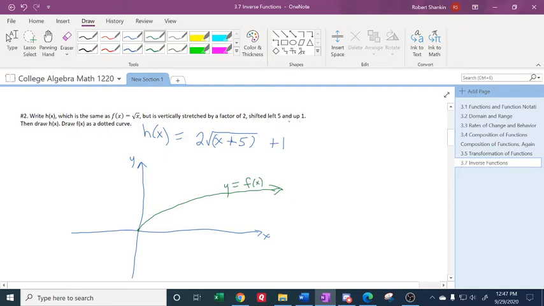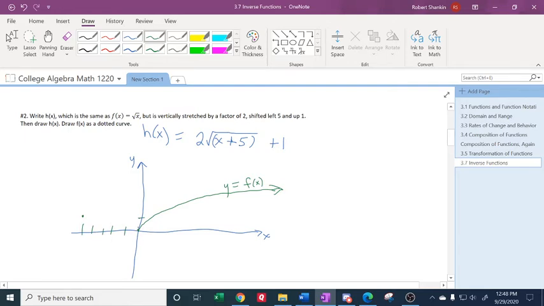And all I'm going to do is shift one key point. So the key point is where this thing starts. Looks like at the origin. So we're going to take that one key point and shift it left 5. 1, 2, 3, 4, 5. Oops, don't make a dot. Left 5 and up 1. That's the key point.